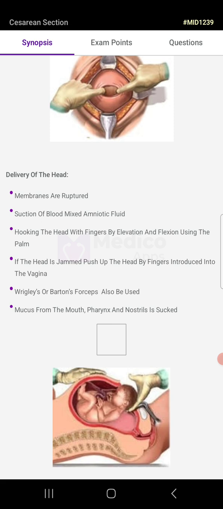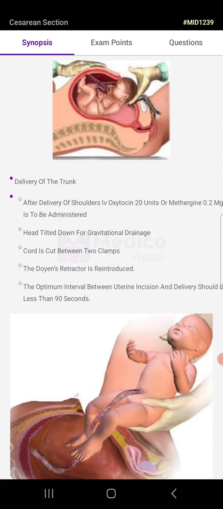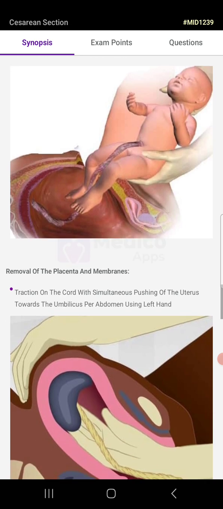Mucus from the mouth, pharynx and nostrils is sucked. Delivery of the trunk. After the delivery of the shoulders, IV oxytocin 20 units or methergine 0.2 mg is to be administered. Head tilted down for the gravitational drainage. Cord is cut between the two clamps. The Doyen's retractor is reintroduced. The optimum interval between the uterine incision and the delivery should be less than 90 seconds.